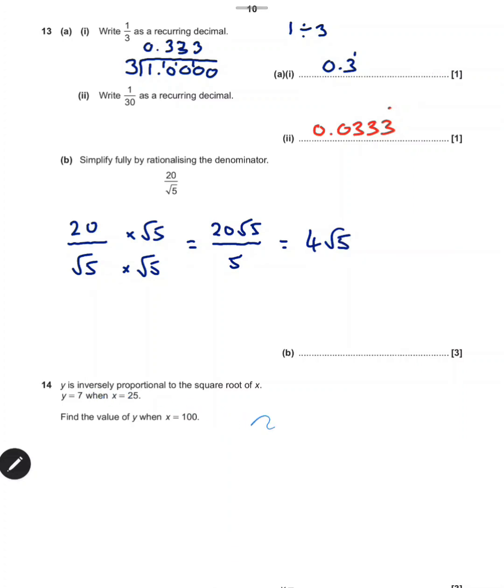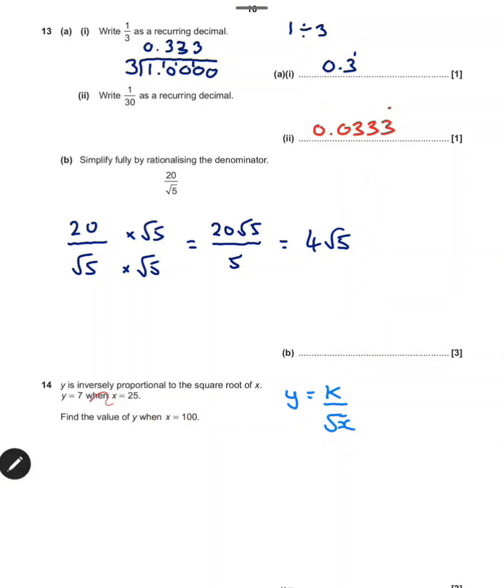Question 14, y is inversely proportional to the square root of x. So what we need to do first is write that using algebra or using mathematical symbols. And we get y equals, inverse proportion is k over, and it says square root of x. Not y equals kx. That would be direct proportion. Inverse proportion is k over, and that's a square root of x.